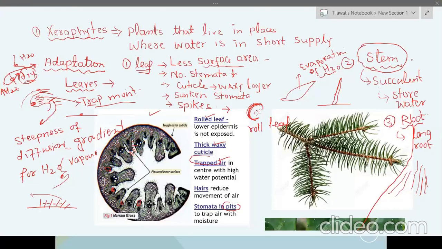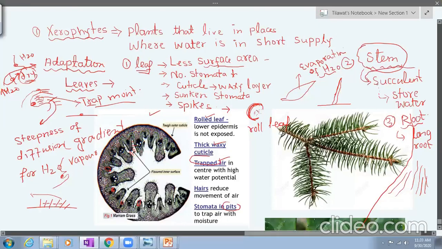It means swollen stem, okay? This is for you, it's swollen stem, right, and enriched with water. I hope this is clear. Actually, all these adaptations help the plant to decrease evaporation of water, and we know evaporation of water from aerial parts of a plant is called what? Transpiration. So it actually decreases the transpiration rate, right?